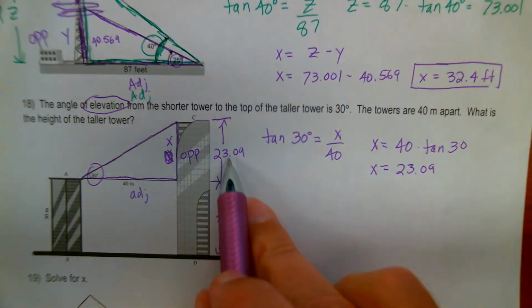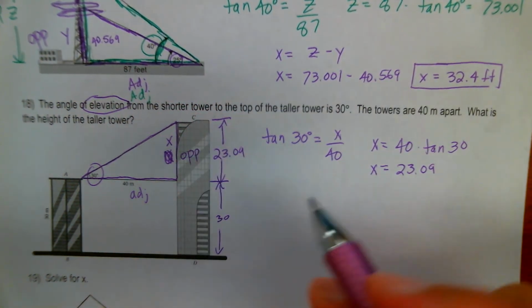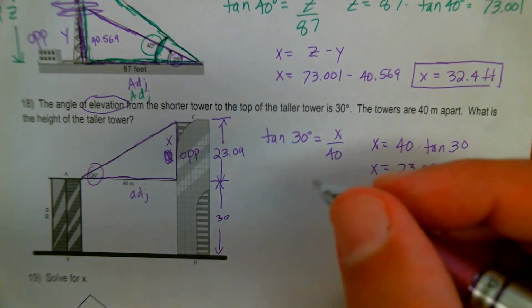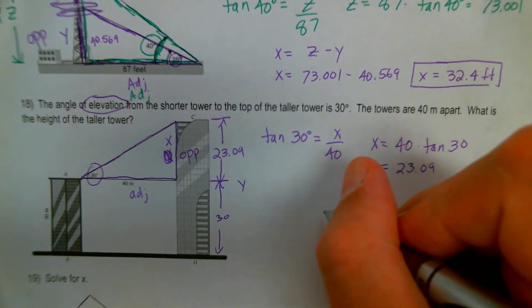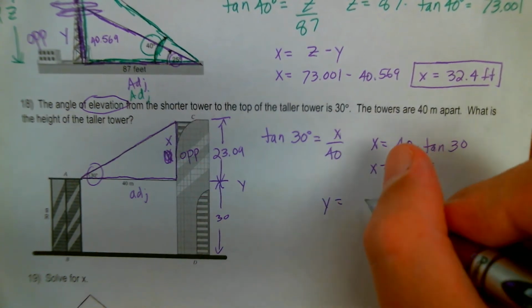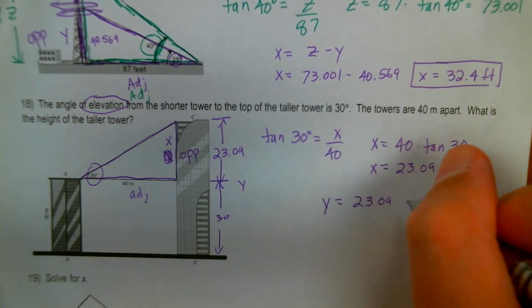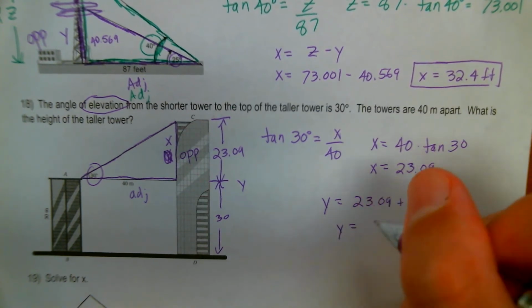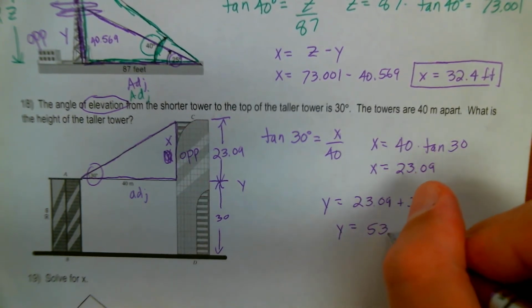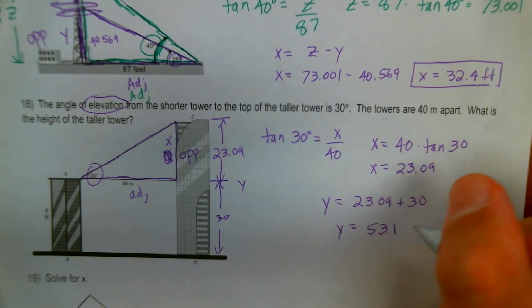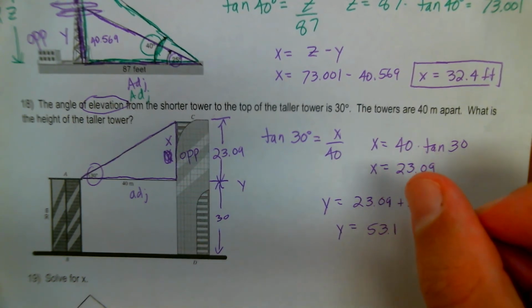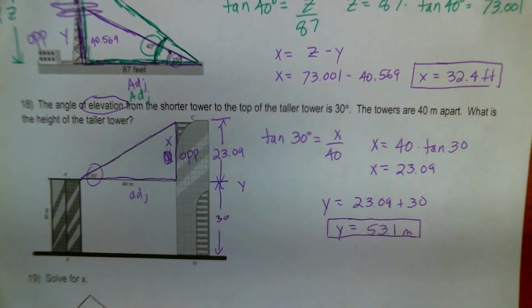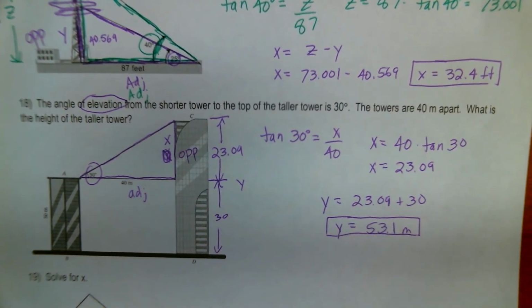And now I'm ready to just add these two numbers together to get the height of the taller tower. So we can say the height, or we can call this y if you want to. Height of the tower, y, is equal to 23.09 plus the height of the shorter tower, which is 30. And that comes out to be, again, it doesn't tell us how to round, so just round to the nearest tenth. 53.1 what? Meters, which is a little more than a yard.